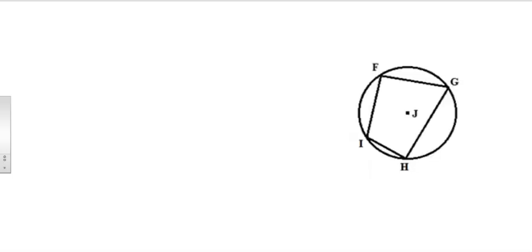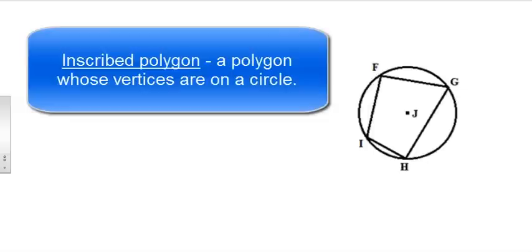Two other terms that we need to know here, we're going to see the words inscribed and circumscribed a fair amount. Inscribed means that it is inside of, if I had to make a generalization. Essentially, in this particular picture here, this polygon, FGHI, is inscribed inside of circle J. Because each of its vertices of that polygon are on the circle itself, it would be called inscribed.